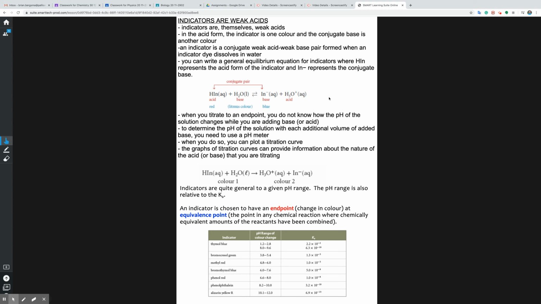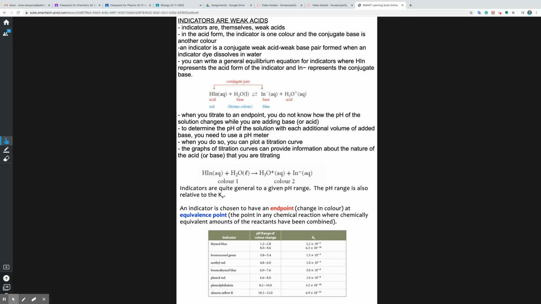When you titrate to an endpoint, you do not know the pH of the solution changes while you're adding the base or acid. So to determine the pH of the solution with each additional volume added, you need a pH meter. You need to record the pH to get what shows up as the curve. When you do so, you can plot your titration curve. The graphs of titration curves can provide you information about the nature of your acid and your base.